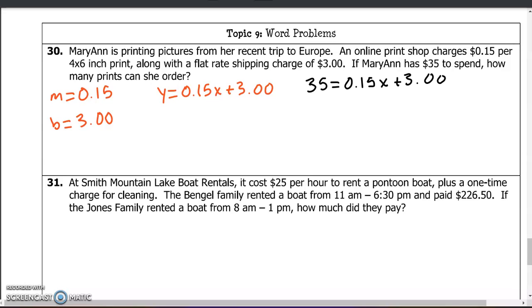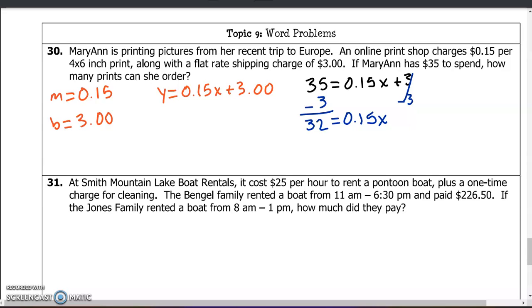So first step, I'm going to get rid of this plus $3. I'm going to do minus 3. And honestly, I'm probably going to just get rid of the 0.00 because it's really not necessary. It's just adding extra work for me. So I'm going to just do 3. So those cancel out. So now here I've got just 0.15x, and then here we've got 32. Then my last step is going to be taking that 0.15 and dividing that on both sides.